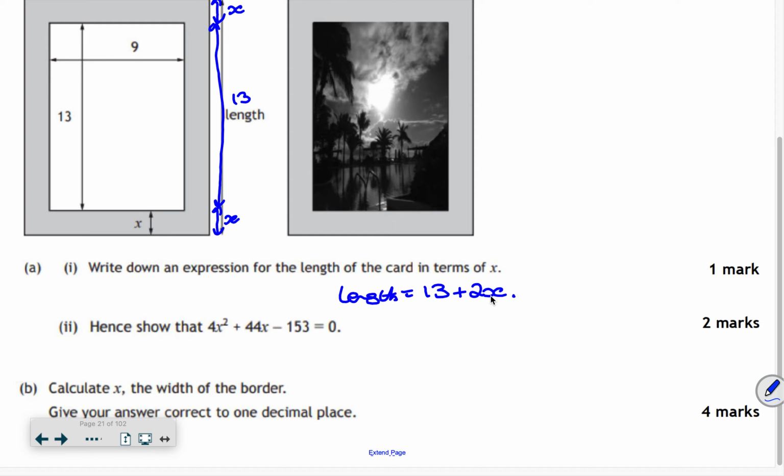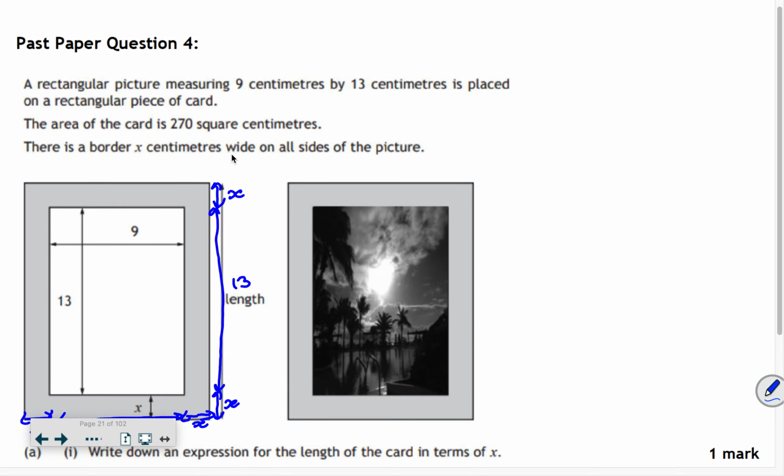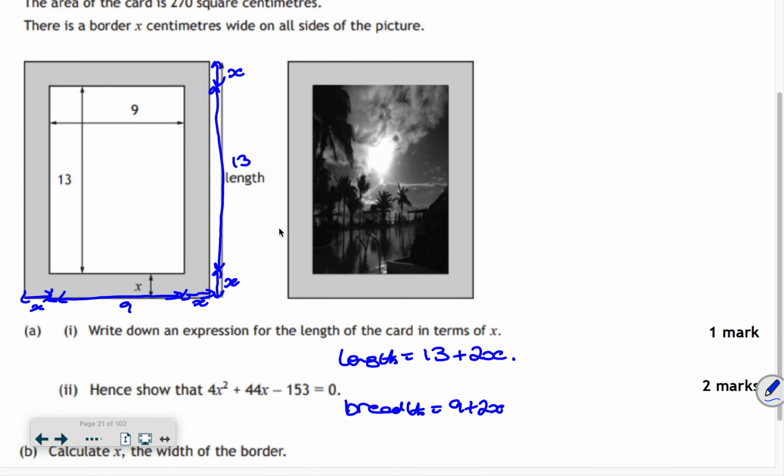The breadth is going to be 9 from here to here, plus a value of x here, plus a value of x here. So I can say that the breadth is equal to 9 plus 2x. The question says that when you find the area, that is equal to 270 square centimeters. So let's use the length and breadth together to find the area, make it equal to that, and then hopefully that will allow us to make this appear.